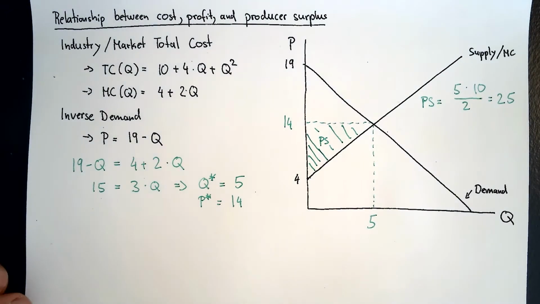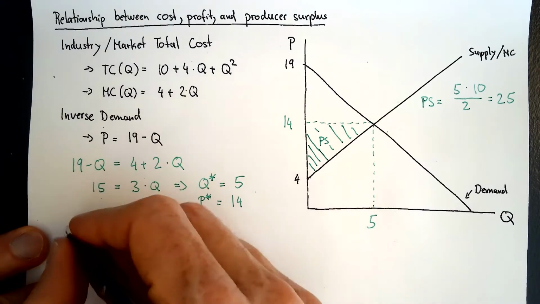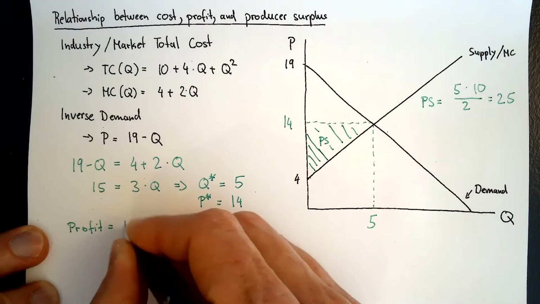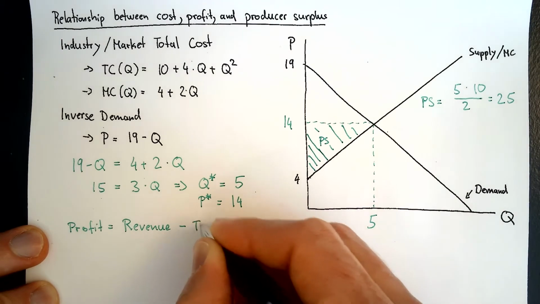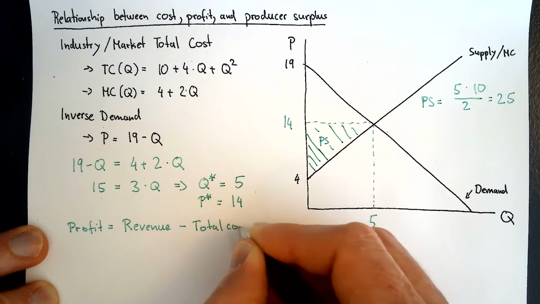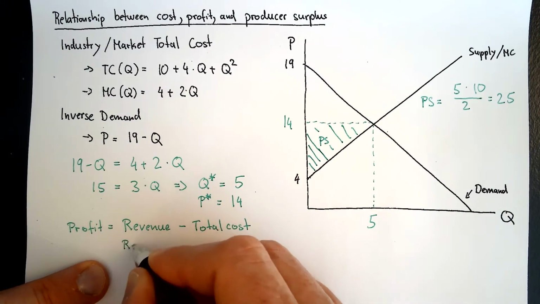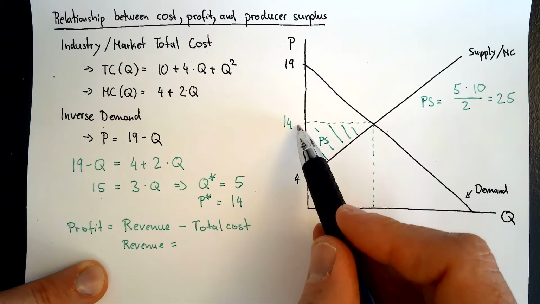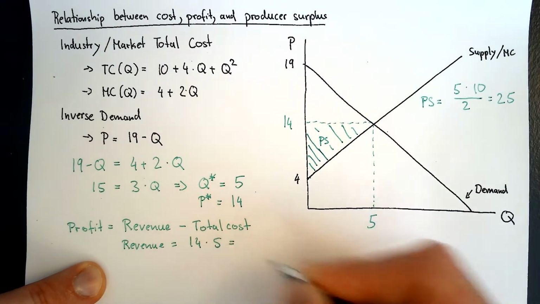Now, in order to calculate the profit, which is revenue minus cost, we have to do the following. So let's say profit is equal to revenue minus cost, or total cost. So in this case, the revenue is simply price times quantity. So 14 times 5 is equal to 70.